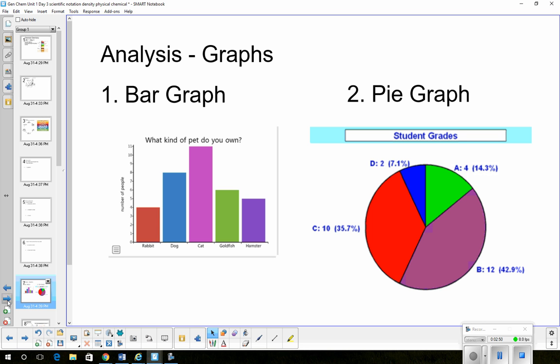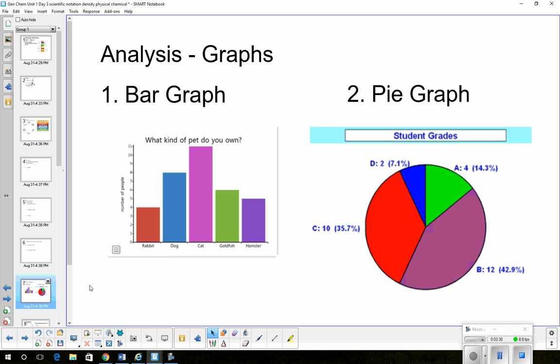There are several different kinds of graphs, and what kind of data we're analyzing depends on what kind of graph you want to use. Bar graphs are great if I'm comparing things to each other. So how did this compare to this, compare to this, compare to this? Okay, so for instance, what kind of pet do you own? A rabbit, dog, cat, goldfish, or hamster? I'm comparing the class. Pie graphs are great if I've got 100% and I'm trying to divide how many got each. For instance, student grades. How many get D's? How many get A's? How many get B's? How many get C's? Okay? So that's an easy way to see that.